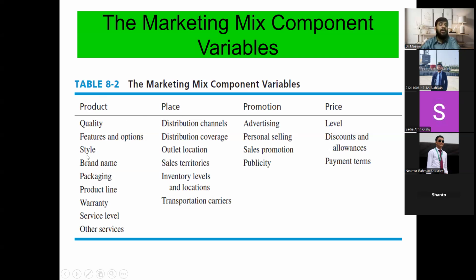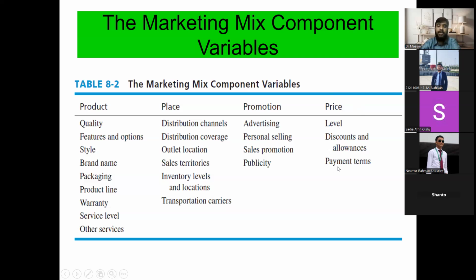When you are producing a product, it will have quality, style, brand name, packaging, product line, warranty, service level, other services. When you are placing the product: distribution channels, distribution coverage, outlet location, sales territory. That means how you are reaching your product to the consumer: sales territories, inventory, locations, transportation carriers, placements, distribution system. Promotion: advertising, personal selling, sales promotion, publicity. Price: label, discounts and allowances, payment terms.